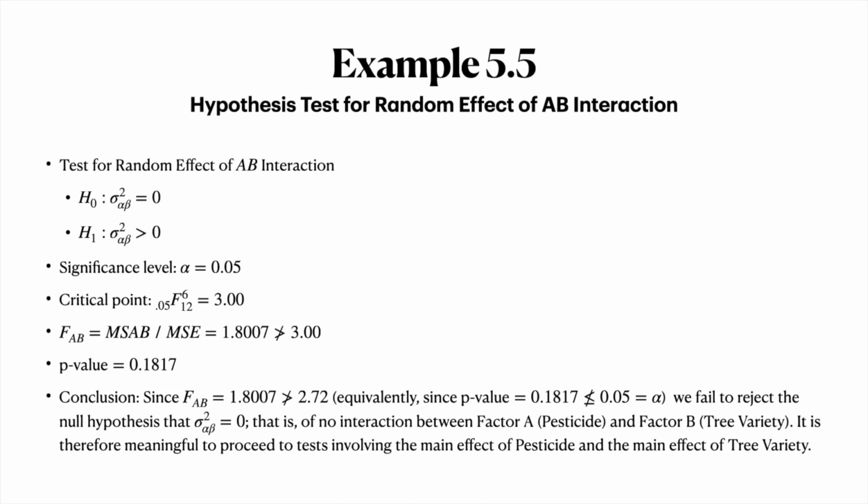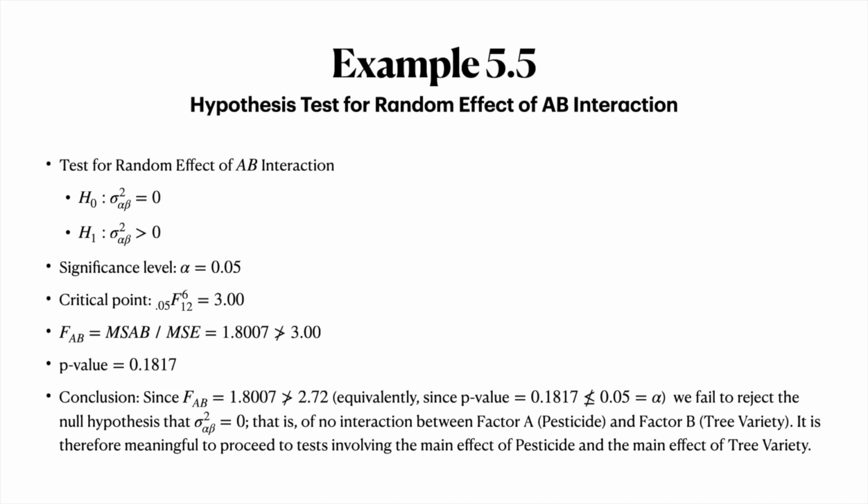We have 6 numerator degrees of freedom because there are 6 degrees of freedom associated with MSAB, which is the numerator of that F statistic. And we have 12 denominator degrees of freedom because there are 12 degrees of freedom associated with the mean squared error, which is the denominator of the F statistic. The critical point itself is 3.00. The test statistic is 1.8007. The p-value, which I calculated using the TI-84 calculator, is 0.1817.